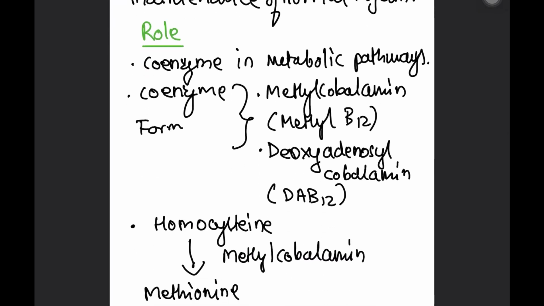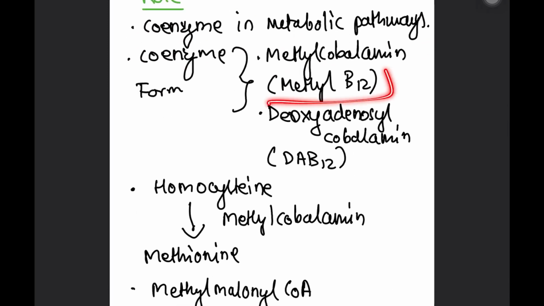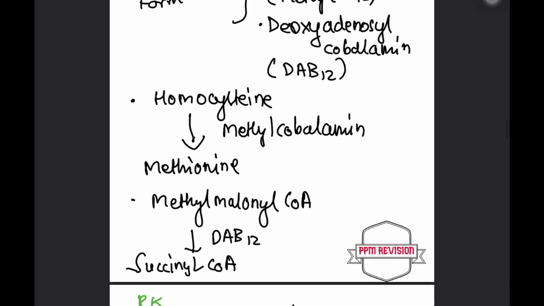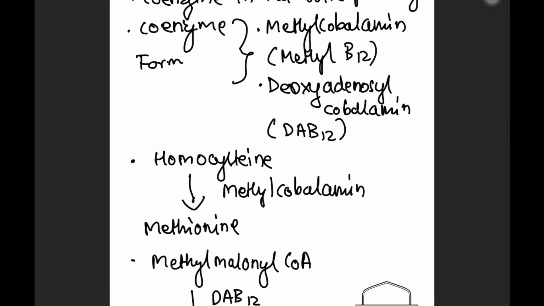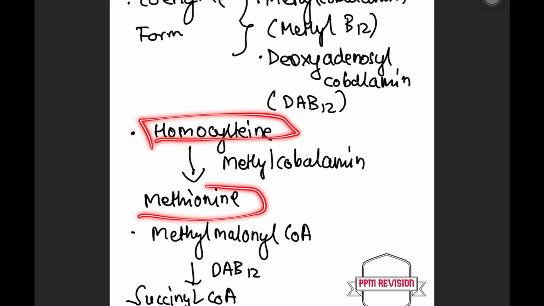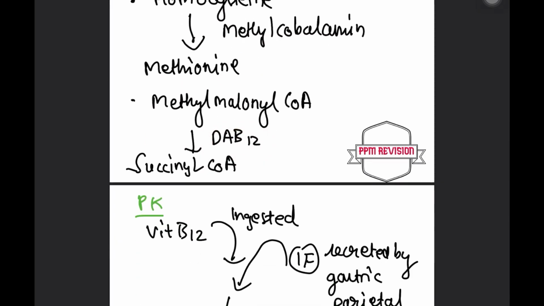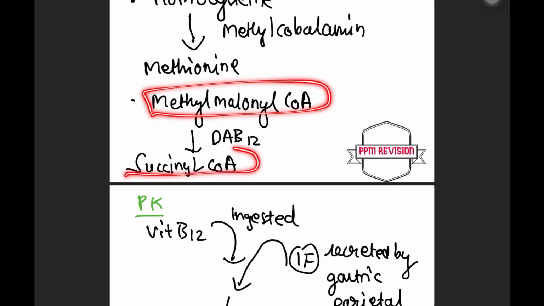Then role. Vitamin B12 has coenzymes which help in metabolic pathways. The coenzyme forms are methyl B12 and DAB12. What is DAB12? Deoxyadenosine cobalamin, and methyl B12 is methylcobalamin. So what is the use of these coenzyme forms? Methyl B12 is used in conversion of homocysteine to methionine, and DAB12 is used in conversion of methylmalonyl CoA to succinyl CoA.